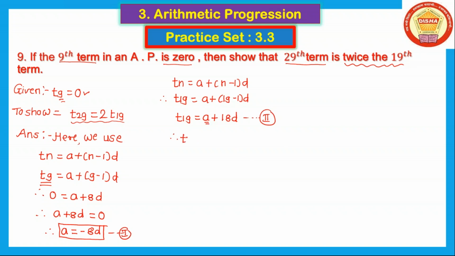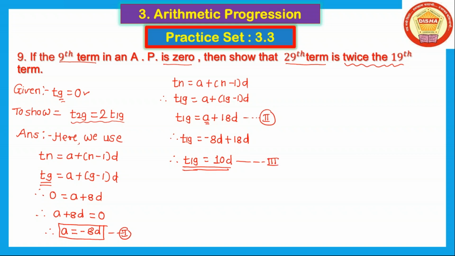See now, T19 is equal to minus 8d plus 18d. Both are the like terms and have different signs. So here we do subtraction, and that subtraction is 10d. Means we find here T19 is equal to 10d.